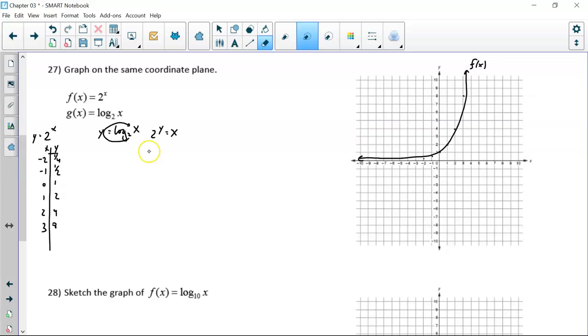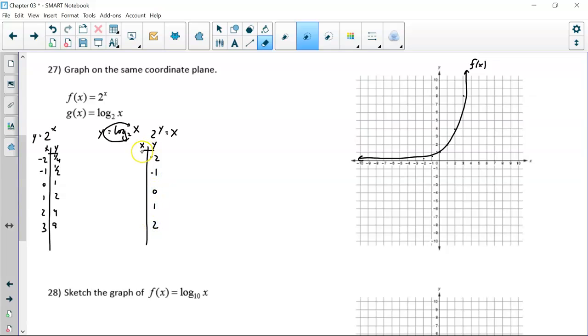Now, when we graph this, our input is going to be the exponent. Our inputs this time are going to be our y coordinates. So we're not going to put in our values for x, we're going to put our values in for y.